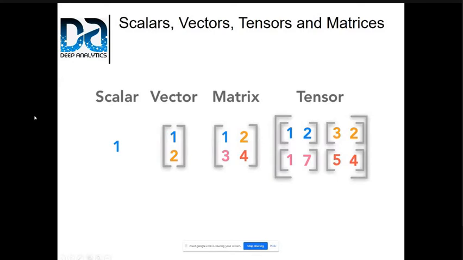A scalar is a quantity with only magnitude. A vector is a one-dimensional structure with magnitude and direction, and then a matrix is a multi-dimensional vector, right? And then a tensor is a multi-dimensional matrix.